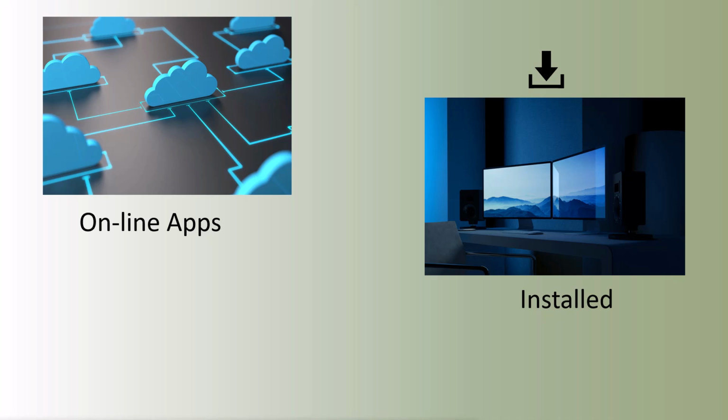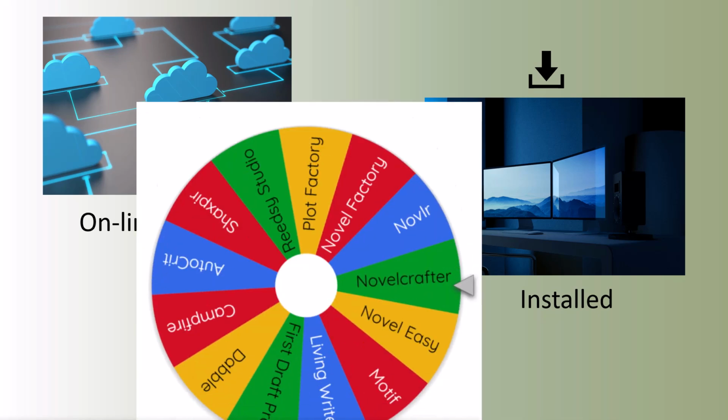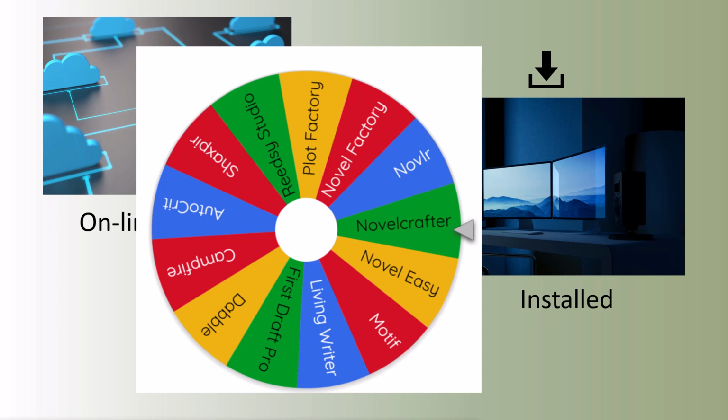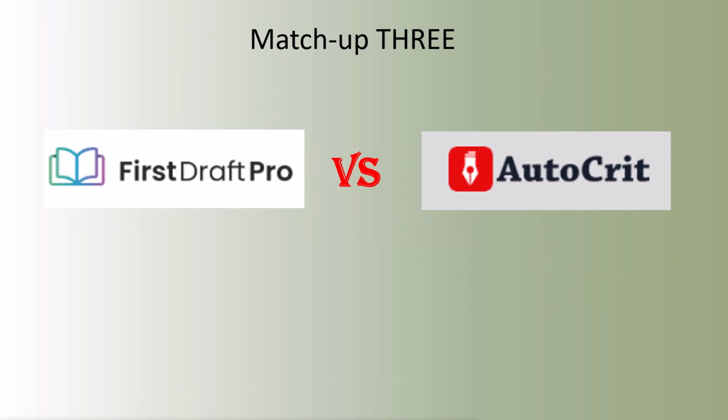So what I did was I found all the software that were online apps and met that criteria, and I decided to randomize it using a randomizing wheel to get my matchups, so that the matchups in this series are completely random. The 2 for matchup number 3 are First Draft Pro and AutoCrit. Both of these programs have completely free versions that you can use. First Draft Pro's free version does limit you to 1 project and 50,000 words. You can get to them at these addresses: First Draft Pro at firstdraftpro.com and AutoCrit at autocrit.com if you want to check the programs out.